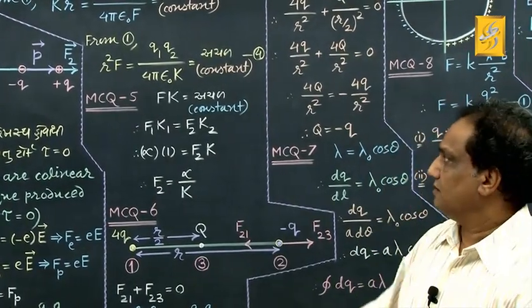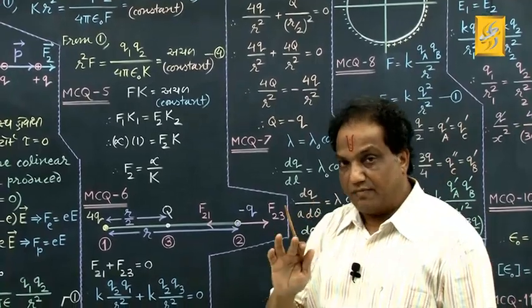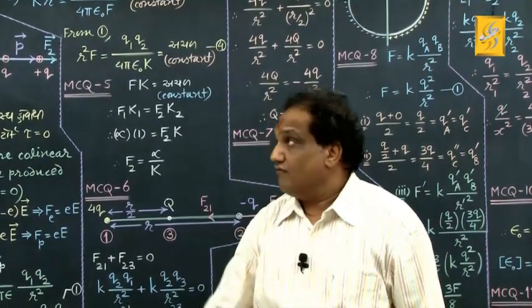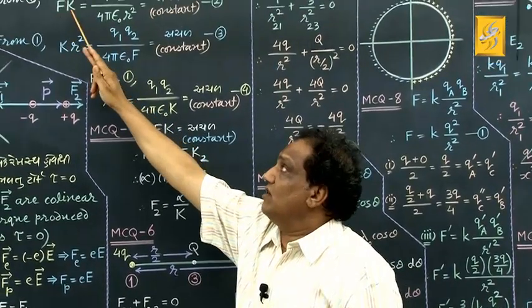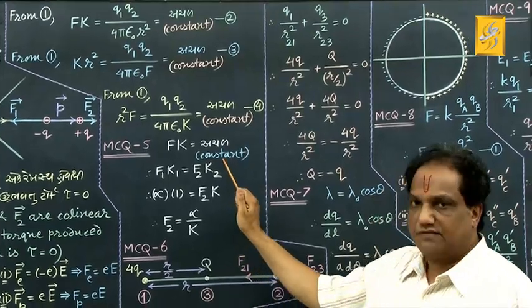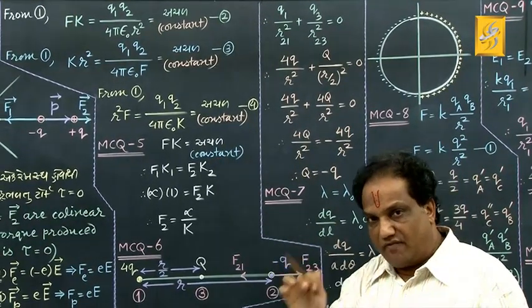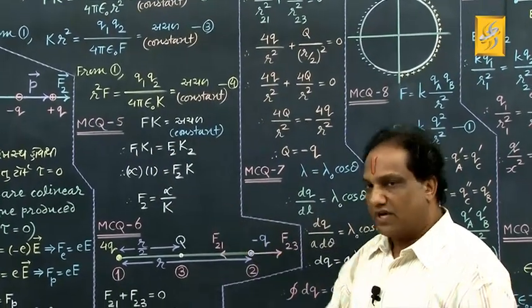Read it? Come on. They are talking about given charges separated by a given distance. When given charges are separated by a given distance, you can use this relation, F into K equals to constant. Correct? So mathematically F1 K1 is equal to F2 K2.